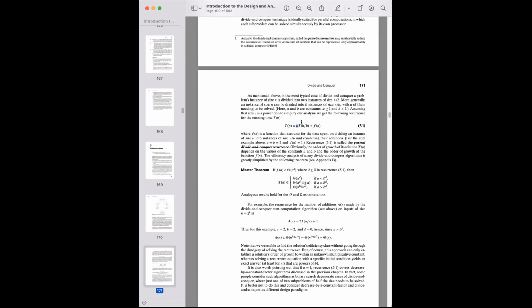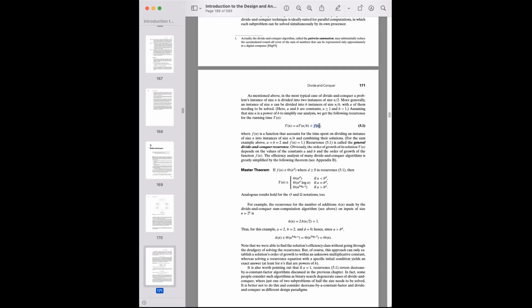A is the number of pieces we break it into. That's it. And B is the size of each of those. Okay, so we need to solve A problems now that are n divided by B in size. That's it. Okay, so that's just what it's going to take. If it takes this long for n, then it's going to take T(n/b) to solve each subproblem. There are a of those, so that's the time.